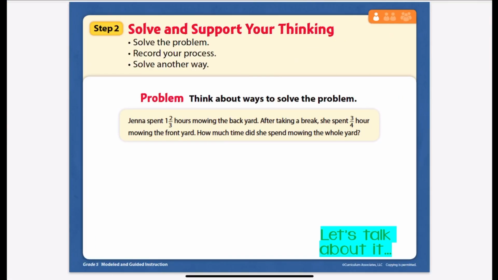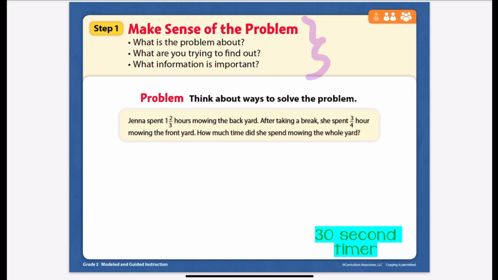All right, so let's go ahead and let's talk about it. So what is the problem about? Well, we know that Jenna spent some time mowing the backyard, and she also mowed the front yard. So we want to know how much time she spent mowing the whole yard. So it's about a girl that's mowing the lawn, and we need to just know how much time she spent mowing the front and backyard together. And that's exactly what we're trying to find out, the amount of time, how many hours it took her to mow the front and backyard.